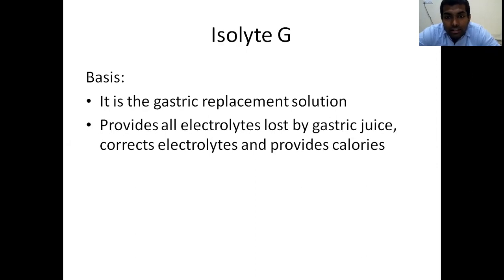What is Isolyte G? Now, it is the gastric replacement solution. That is why it is called Isolyte G. It provides all the electrolytes lost by gastric juice. Once again, that's why Isolyte G. It corrects the electrolytes and provides your calories.